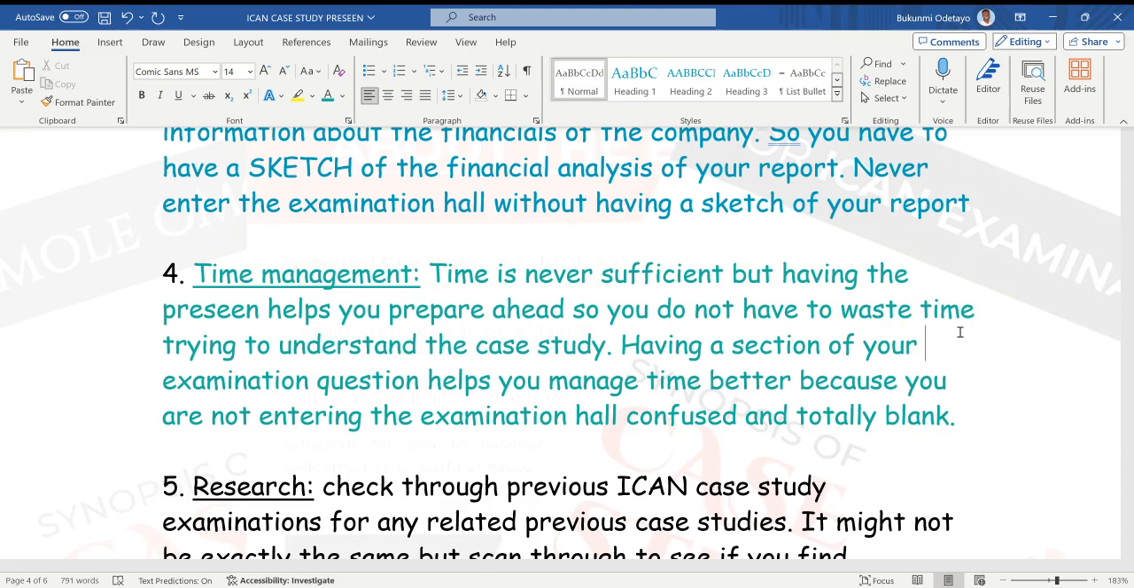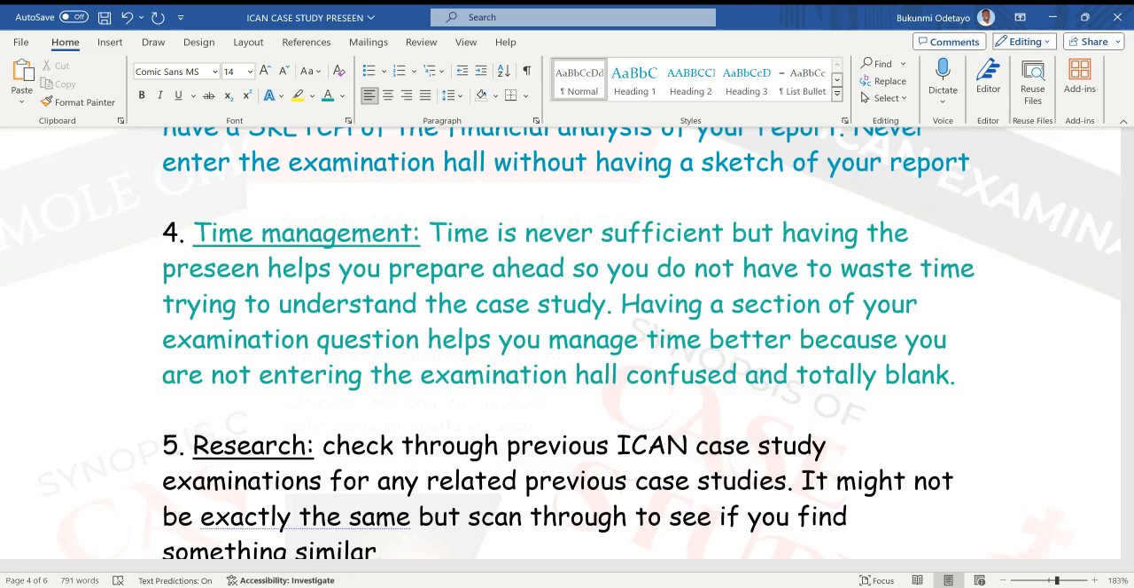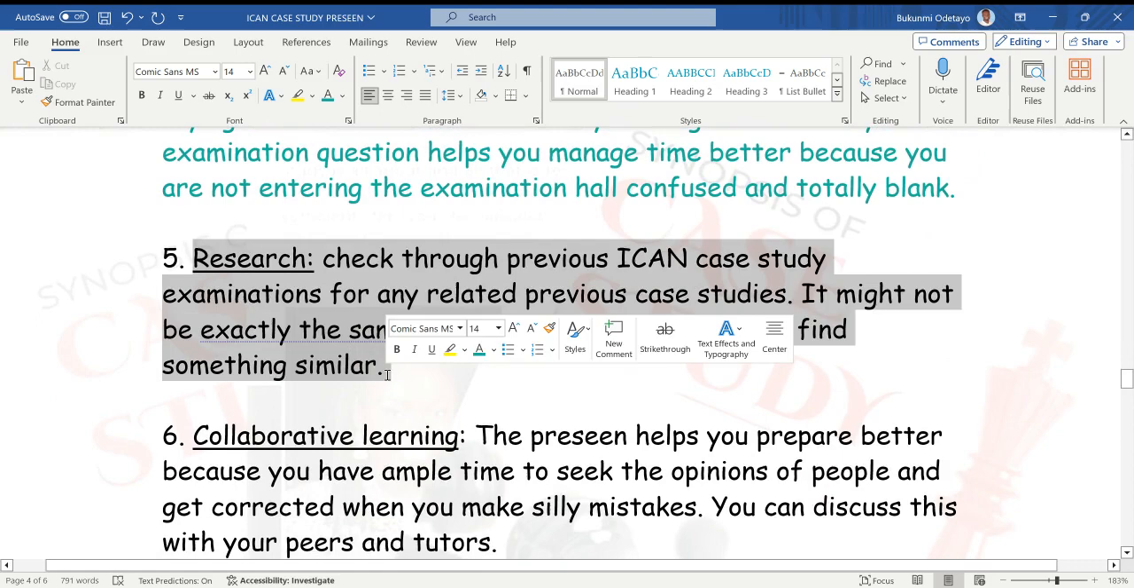And like I said, when you have a sketch already, you are going there with a plan, with a blueprint. You're going there prepared, so you have leverage. And another importance is that it's going to help you research.